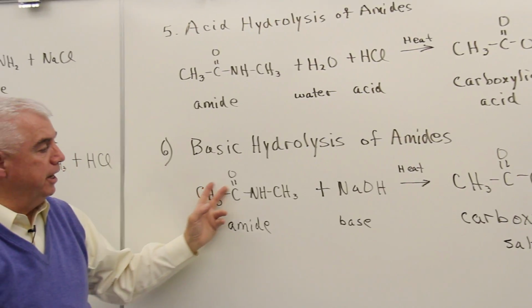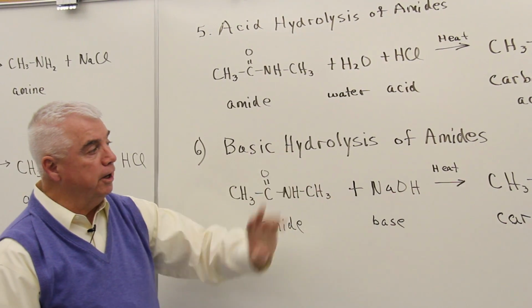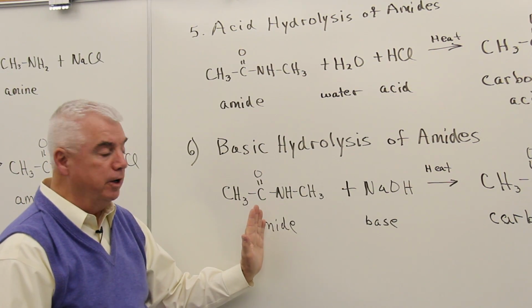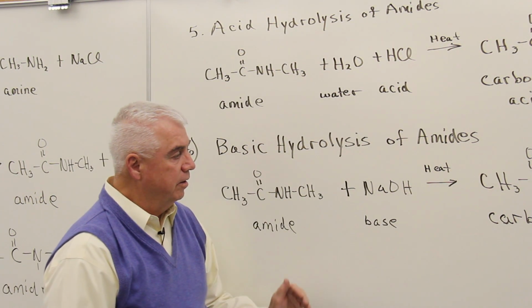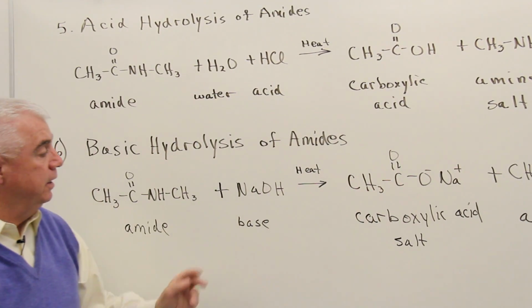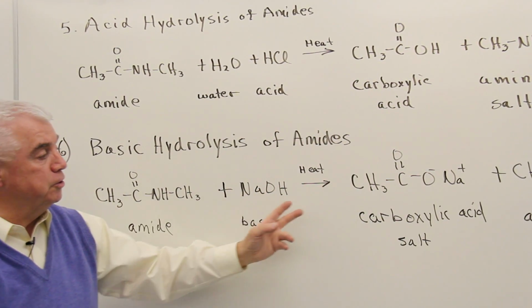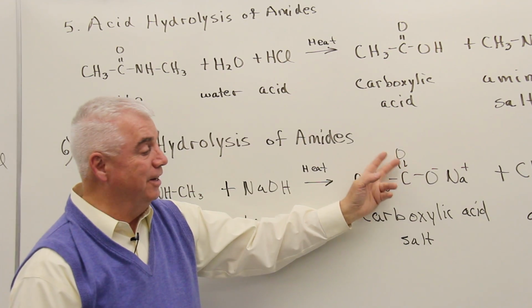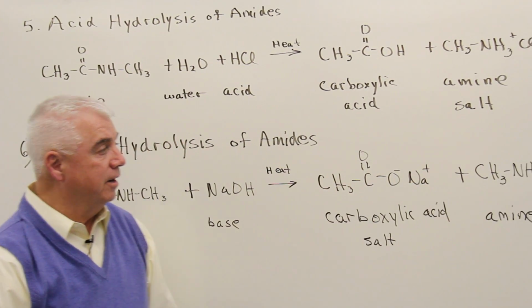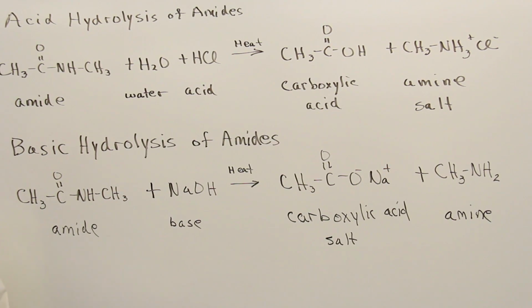Under basic conditions, we won't get an amine salt, we get something else. Again, this bond is going to be broken. The amide will be cleaved, we get the carboxylic acid, and under basic conditions, you know that the carboxylic acid forms a salt, and the free amine. So those are our 6 reactions.